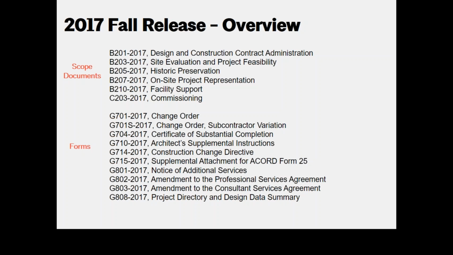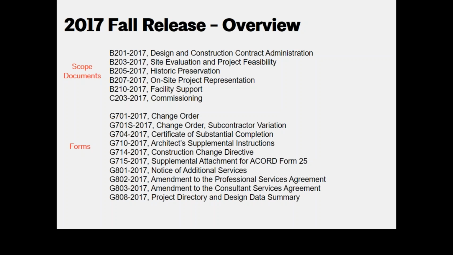And then the forms, I'm going to be talking about a handful of these forms. I'm going to talk about G701, our change order form. I'm also going to talk about G704, our certificate of substantial completion. And then I will also talk about G801 and 802, which are respectively the notice of additional services and the amendment to the professional services agreement. All of those documents have changed in some significant way.